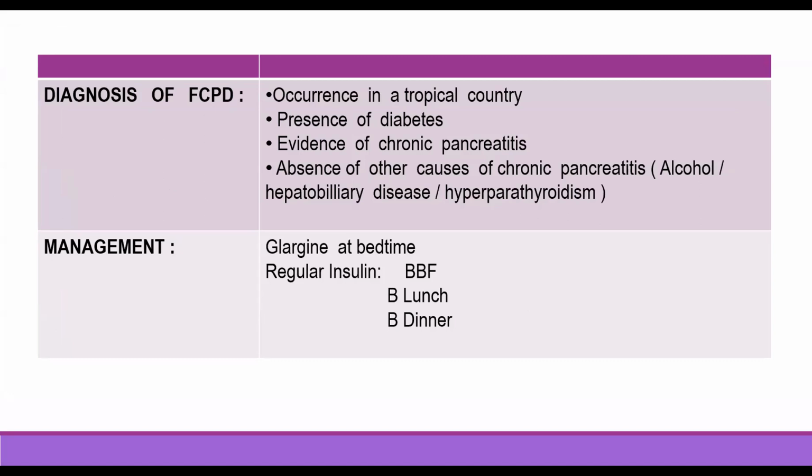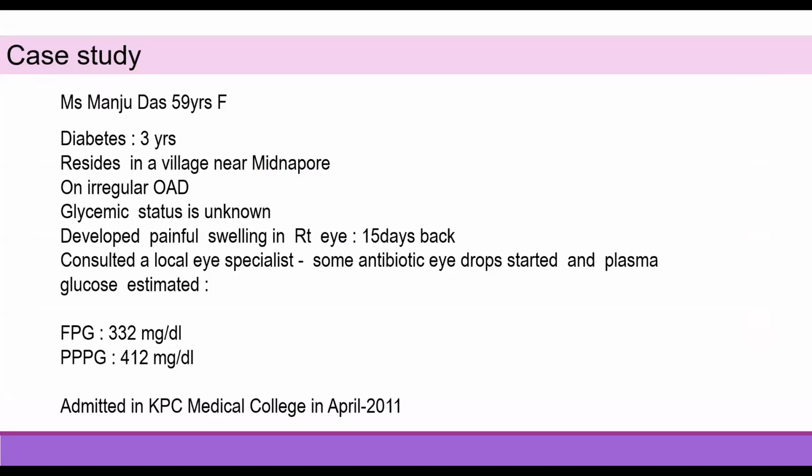The presence of diabetes and evidence of chronic pancreatitis are three important points that go in favor of the FCPT diagnosis. Again, in the management, because this patient's pancreas is not working, we actually treat this patient with glargine and regular insulin 3 times. So we treat the patient with a basal bolus regimen.